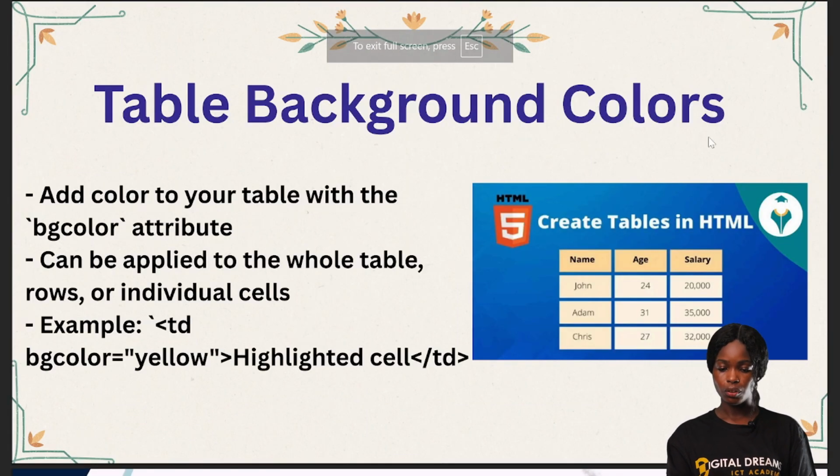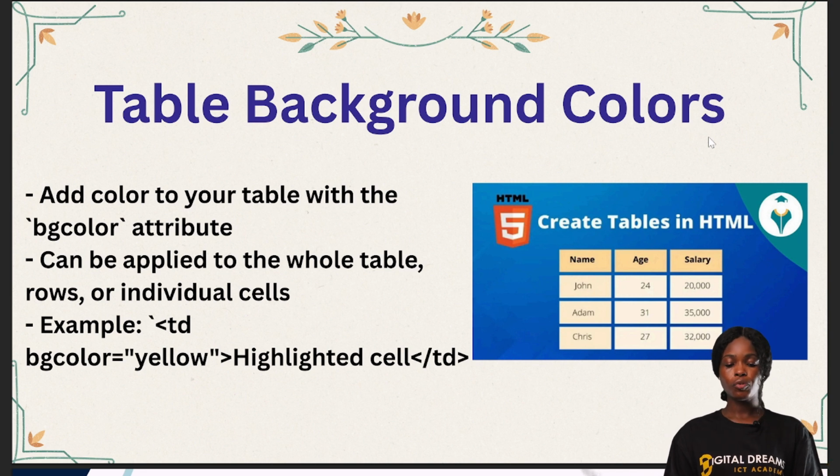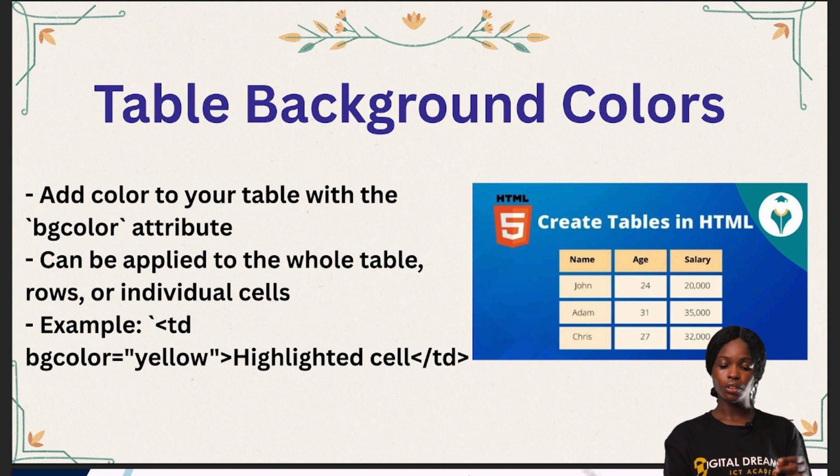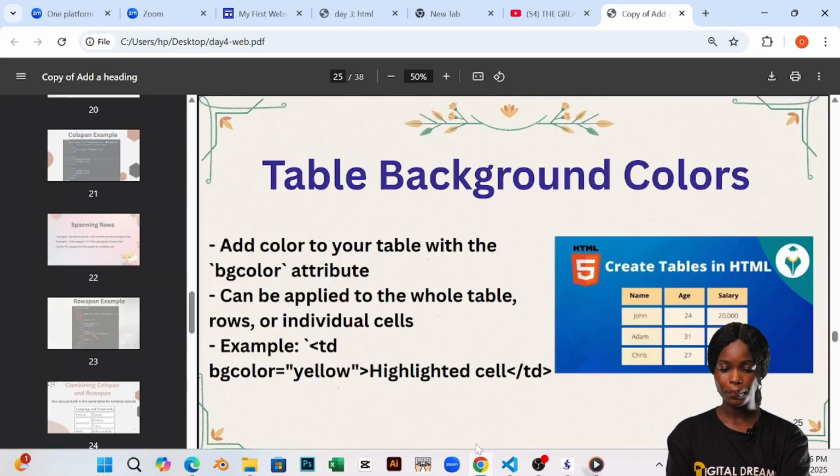Table background color. Now if you want to add a color to your table, you can do that inside where you add width and height, there's something called BG color. You can just go to your table head or table data to add BG color and give it any color you want. Let's see how that works.